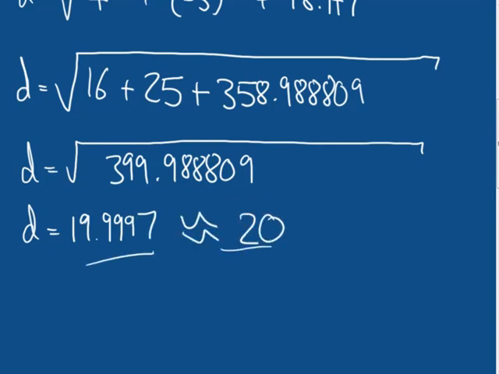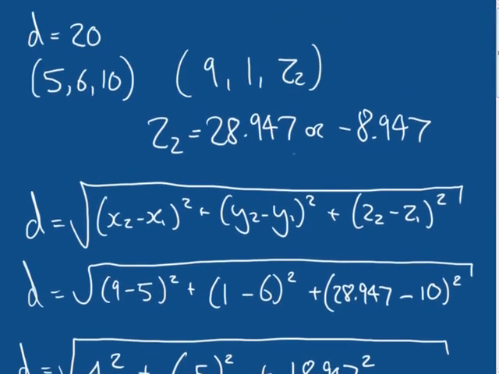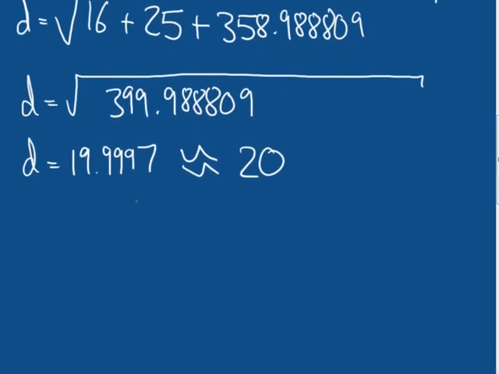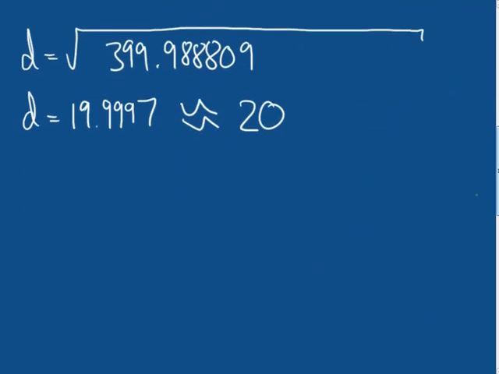Where's this difference come in? Again, this difference comes from the fact that we approximated the square root of 359 when we generated these values. Therefore, the values for the z2 aren't perfectly accurate, and therefore when we plug them in, that rounding error results in a slightly inaccurate distance. So we've proved that our first coordinate, 28.947, works. Let's now go through and prove that our second coordinate works.